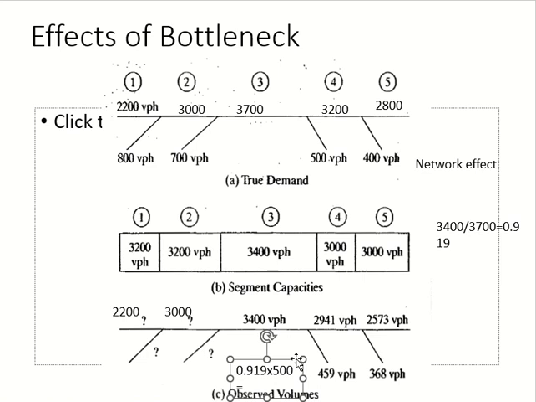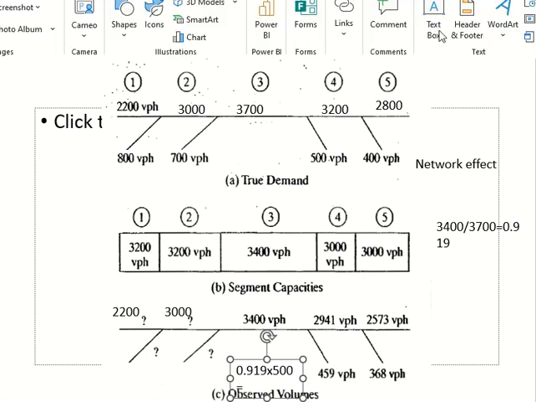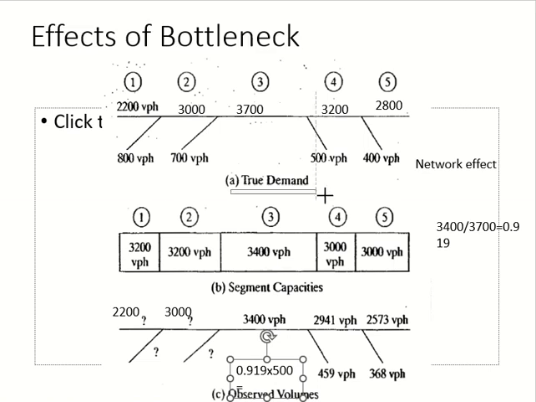Okay. Now which segment had the breakdown? Segment 3. We call segment 3 a bottleneck. What is the bottleneck? The segment which has a breakdown. The segment where demand is more than capacity. So that becomes a bottleneck.